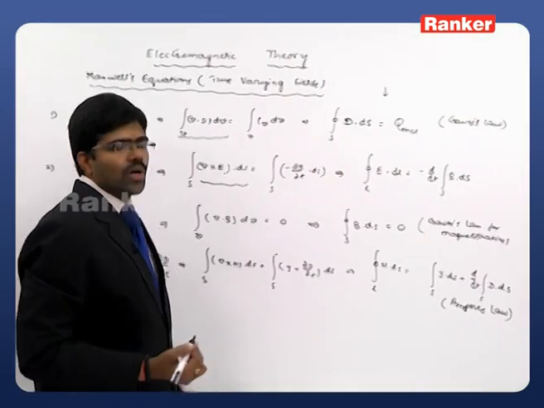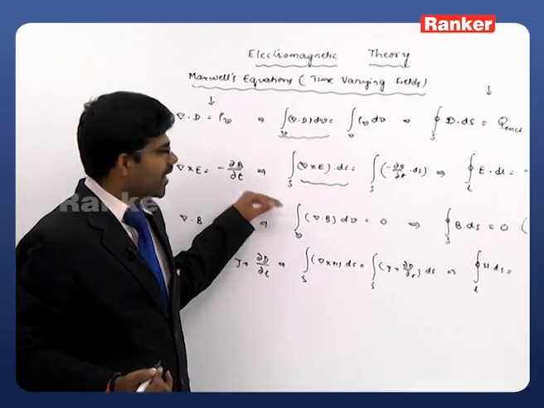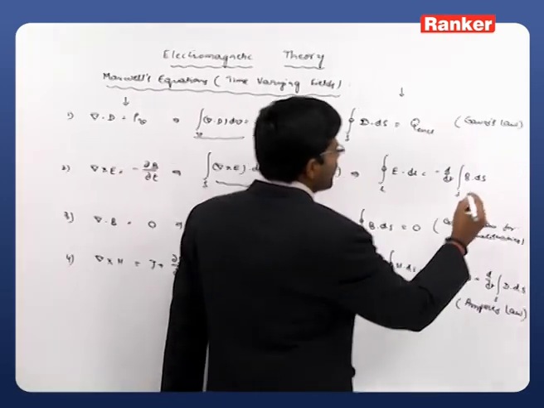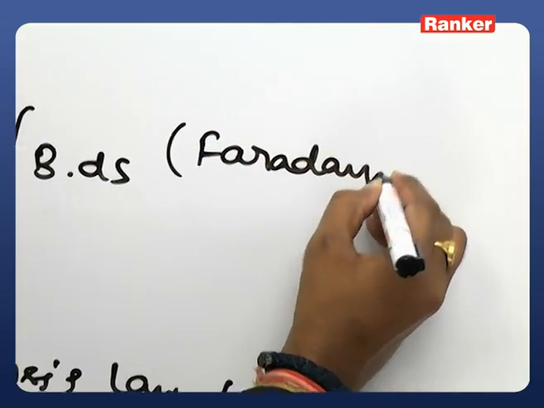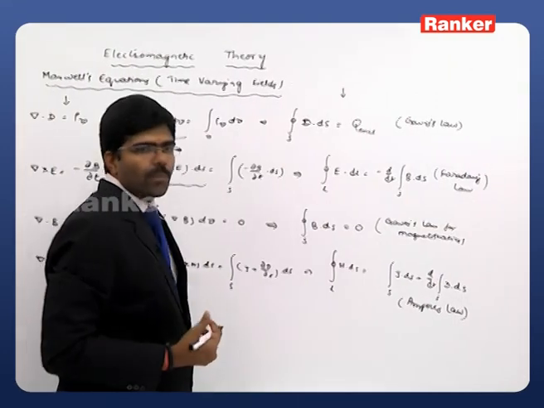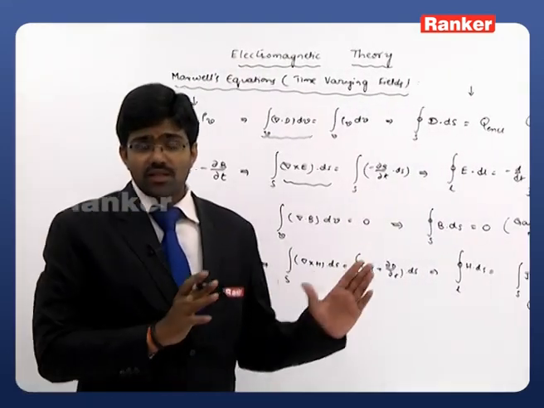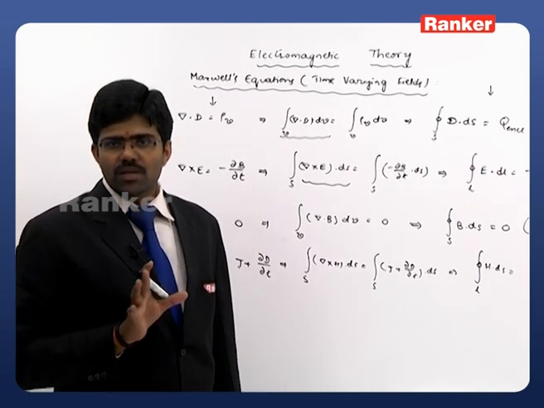And the last equation left for us is Faraday's law. So this equation came from our Faraday's law. So remember this equation as Faraday's law. So just observe. These are the basic equations that we are supposed to remember. Later we will modify these equations.